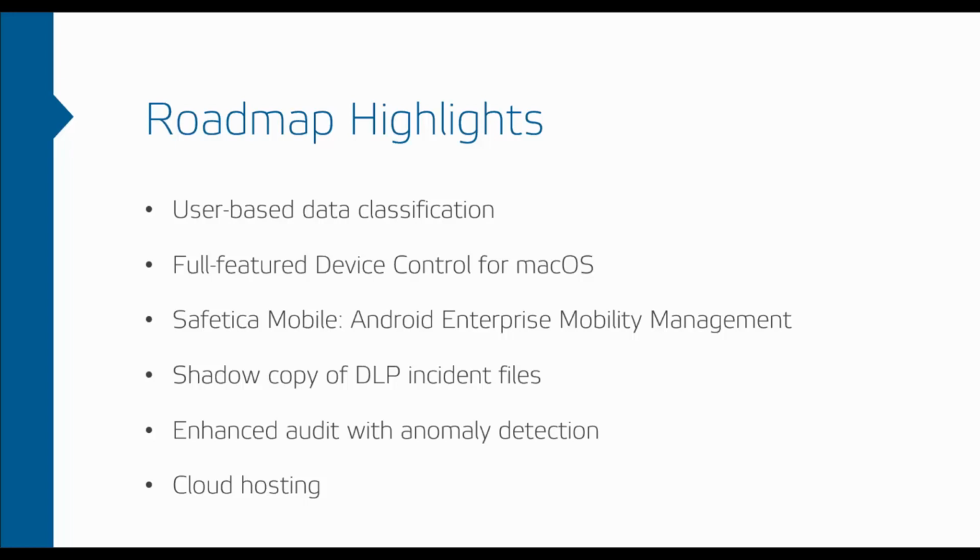We are also currently working on the shadow copy of DLP incident files. We introduced forensics, a middle step to the shadow copy, in the previous version. So currently you are able to get a copy of the document that is presented in the DLP logs that has some kind of data category, but only if it's present on the end computer. But we are working to introduce a shadow copy of DLP incident files in the upcoming versions.